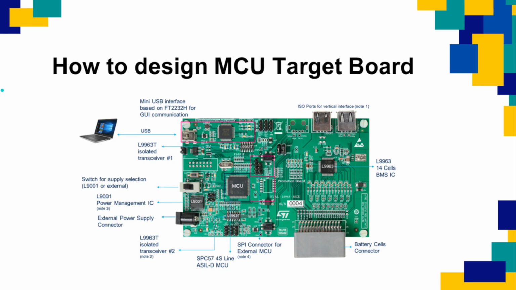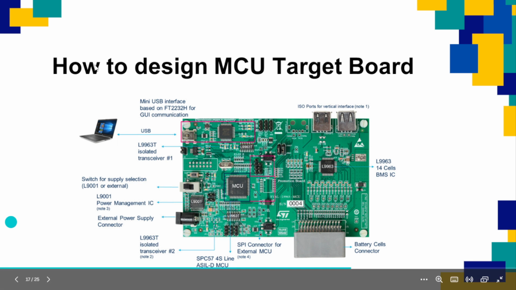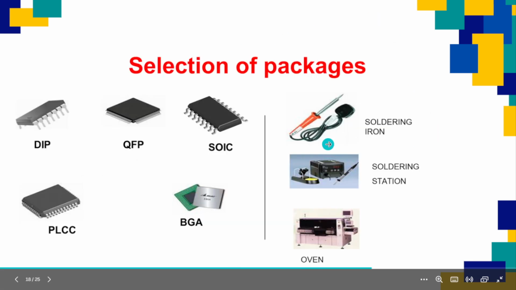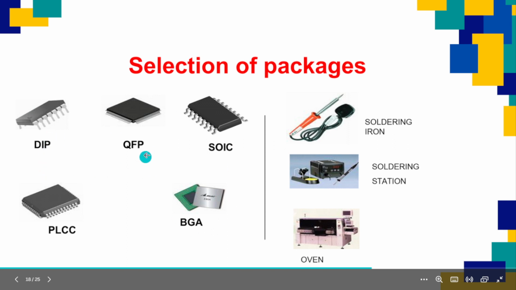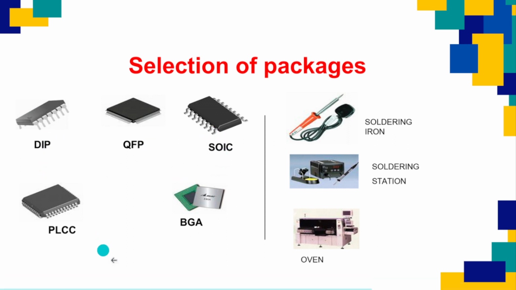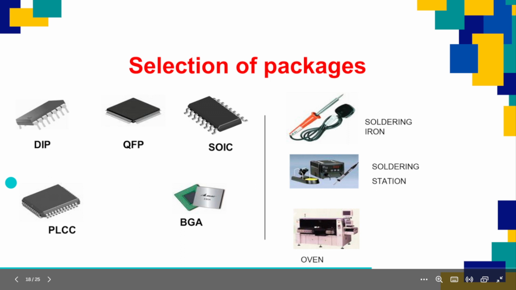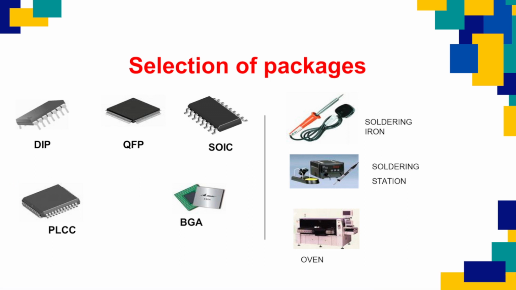Next one is how to design a microcontroller target board. Here you can see that designing the microcontroller target board for an electric vehicle involves several steps. We have to select the right packages. These are the package types: DIP, QFP, SOIC, PLCC, BGA. First we will define the requirements. Clearly define the requirements and specification of your target board, considering factors such as the specific EV application, design features, and performance requirements.